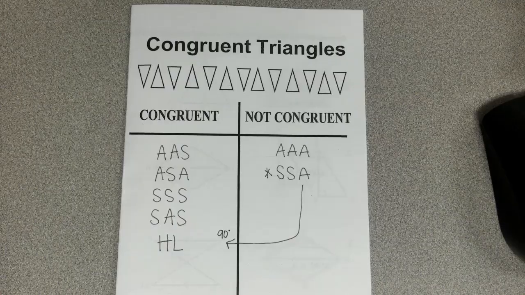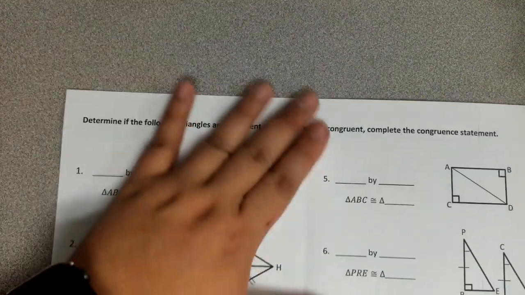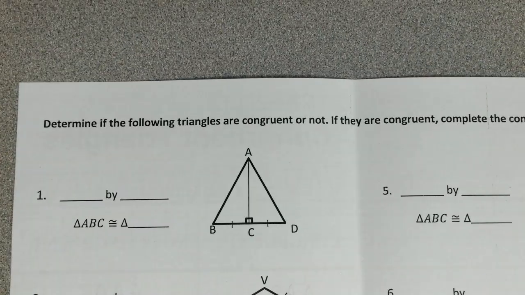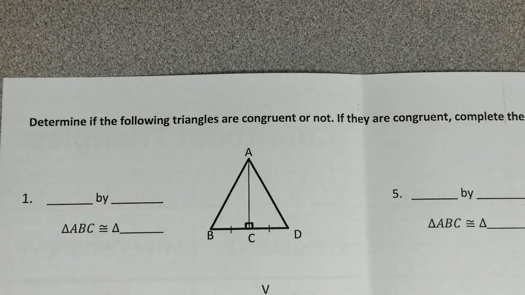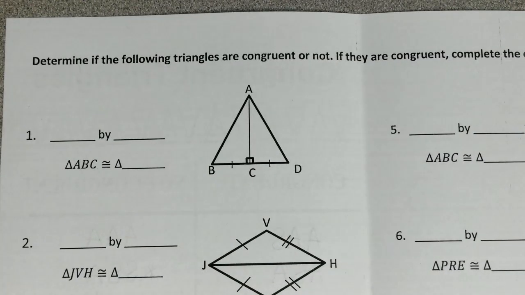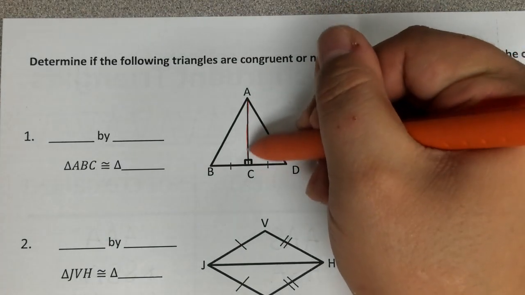We ready? Open up your notes, please. It says determine if the following triangles are congruent or not, and if they're congruent, complete the congruent statement. So number one, yesterday we talked about reflexive property. What was reflexive property? When something equals itself, right? This right here is an example of reflexive property.